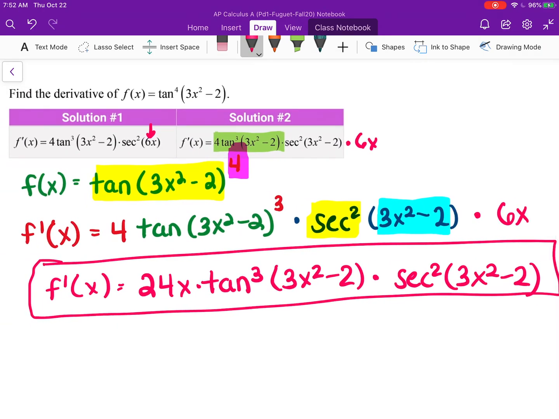All right, so hopefully this was a good example of a triple chain rule example, and then some solutions where people made mistakes. So hopefully this helps you see it better.